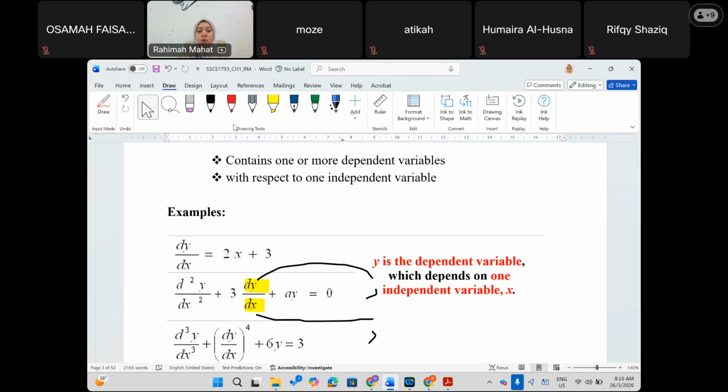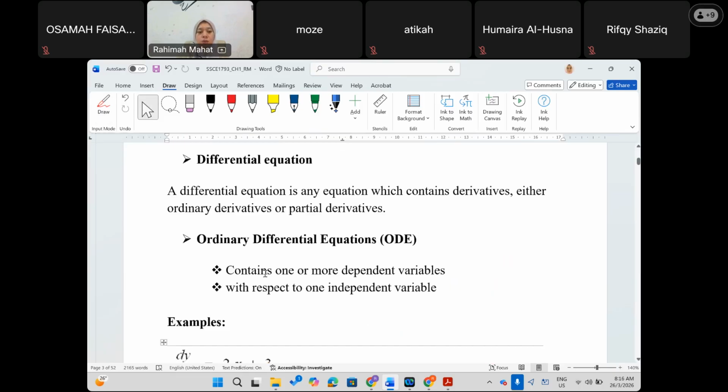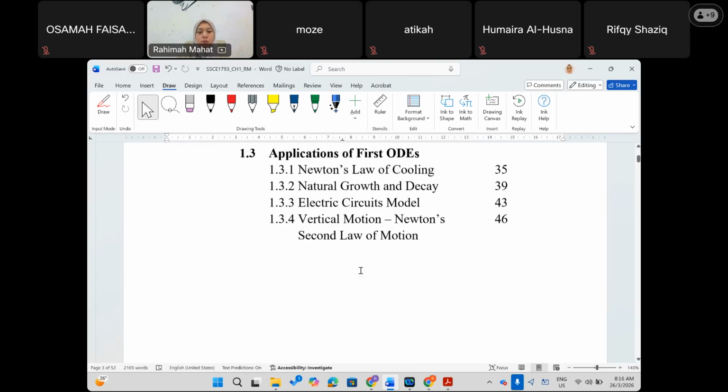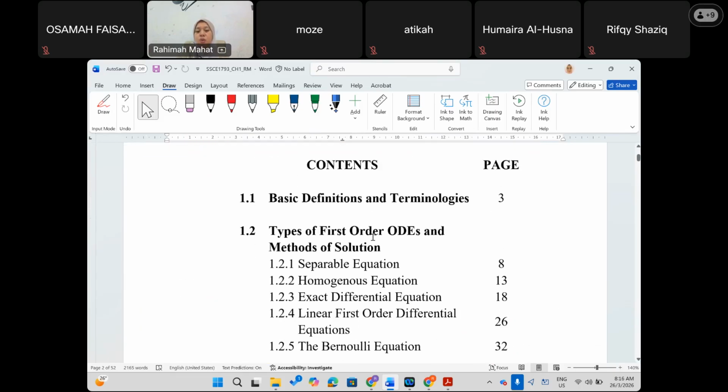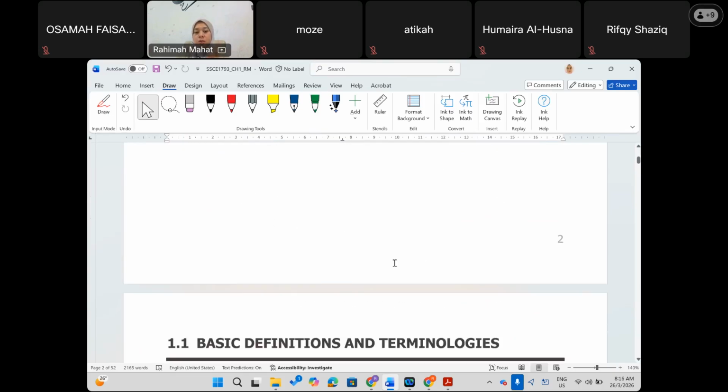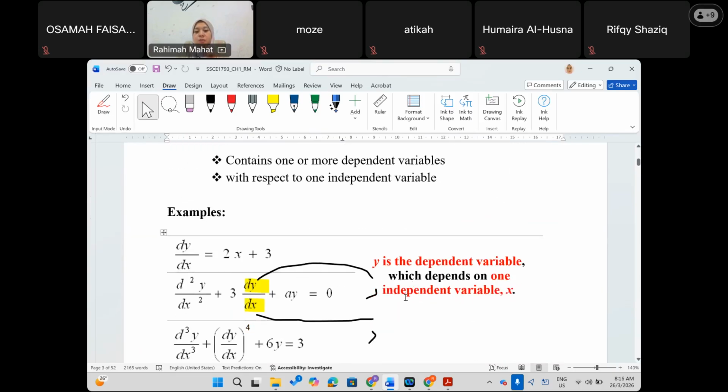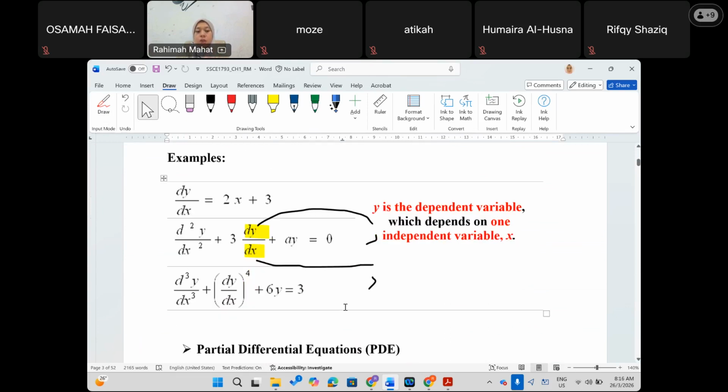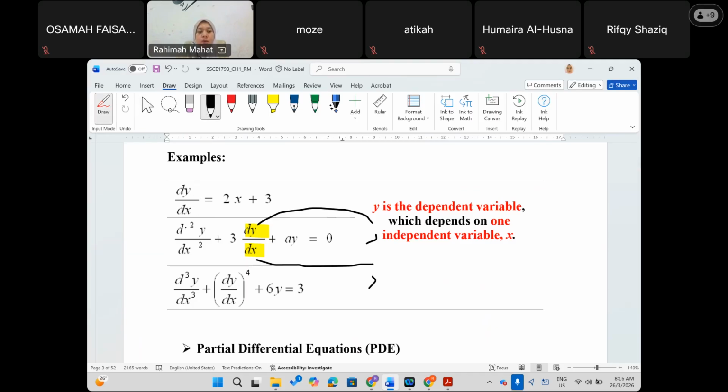That is for the ODE, first order. What is the type? First order ODE. First means one, so that is why your independent must be one only. X only, or any variable, but it should be one only. So these are the examples here. For the first one, we only have x. This one, we have only x here. The second example also x, and the third one also x. For the dependent, it can be more than one.